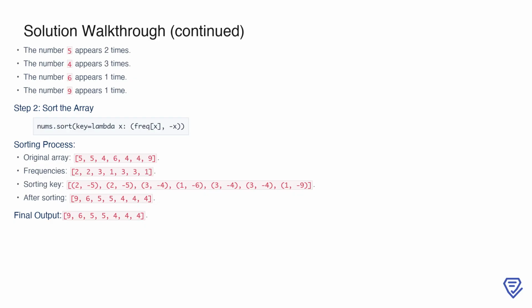This ordering ensures that numbers with lower frequencies come first, and within the same frequency, larger numbers are prioritized. The final output for this example is 9, 6, 5, 5, 4, 4, 4, which completes the problem requirements for sorting the array by increasing frequency with ties broken by value.